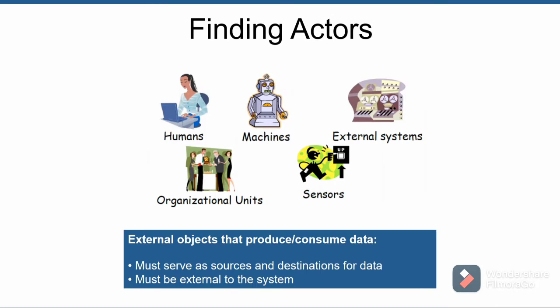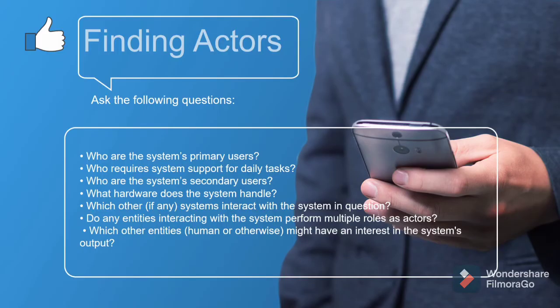Finding actors. So in finding actors, it must serve as sources and destinations for data and must be external to the system. Examples are humans, machines, external systems, organizational units, and sensors. In finding actors, we must ask the following questions. Who are the system's primary users? Who requires system support for daily tasks? Who are the system's secondary users?